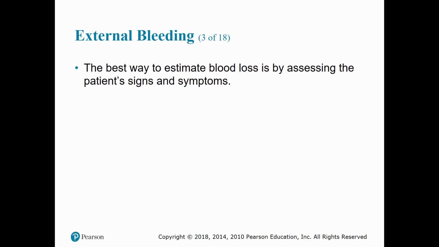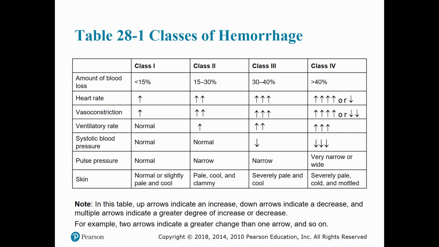Since judging the amount of blood loss on appearance alone is unreliable, it's better to assess the amount of blood loss based upon the presenting signs and symptoms. Additionally, internal bleeding does not show any external blood loss and therefore is not seen. Table 28-1 goes over various classes of hemorrhaging.